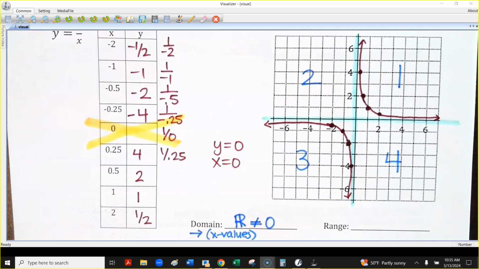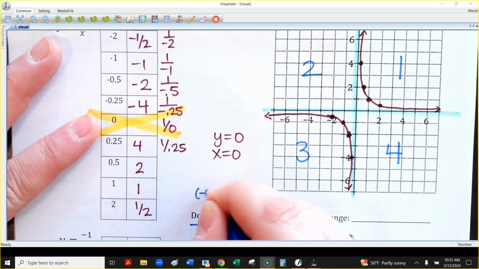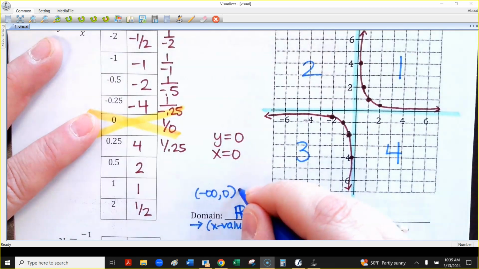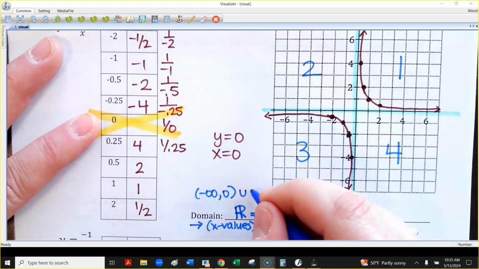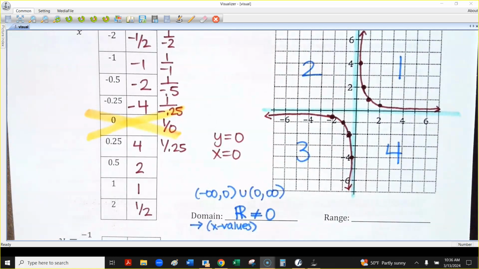If you're really interested, I will write it for this question. The interval, you would write it like this, -infinity to 0 with a parenthesis, and then you'd have a little union symbol, and it would start up again at 0 to positive infinity. I just don't want you guys to have to write that out. Basically what that notation does is exclude your asymptote, which is 0.